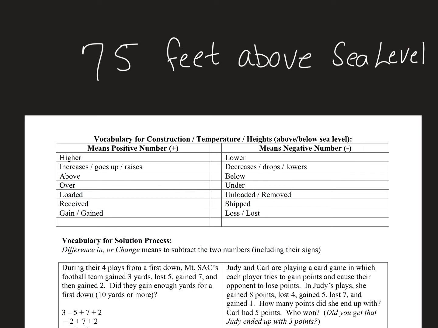All right, numbers 3 and 4 on your Google Sheet are going to have to do with changes in heights, temperature, stuff like that. So first thing we're talking about is height. And just in case you don't know what sea level means, that's basically the measurement that you use to measure right at the ground.